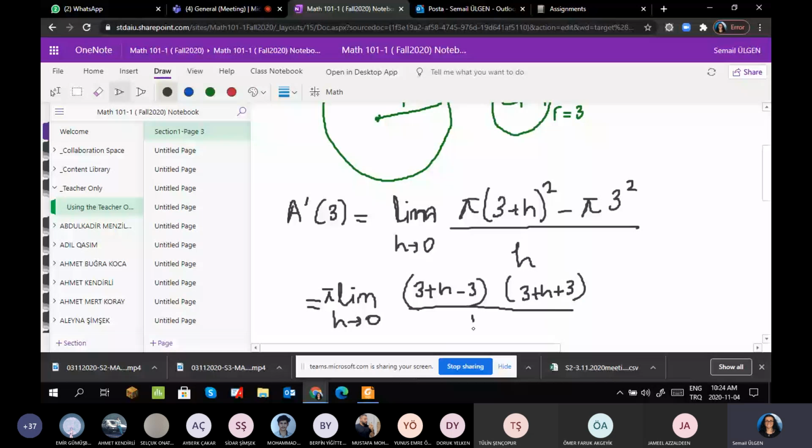So the 3's are going to cancel, and the h's are going to cancel as well. Here the h's are going to go away too. It's going to be 1 here, 1. What is left is we just plug in h equal to 0. The answer is 9. So this is the rate of change of the area with respect to the radius.